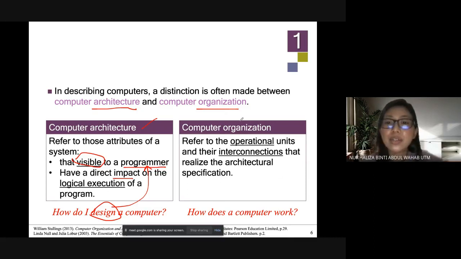While computer organization refers to the operational units and their interconnections that realize the architectural specification. So when you open the computer, there is a lot of other systems inside, how they are linked to each other, their interconnections, the operations. So how you open, let's say, your application inside your computer, it is under computer organization.